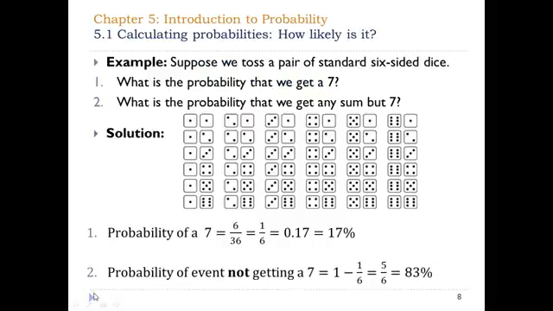Suppose we toss a pair of standard 6-sided dice. What is the probability that we get a 7? What is the probability that we get any sum but 7?